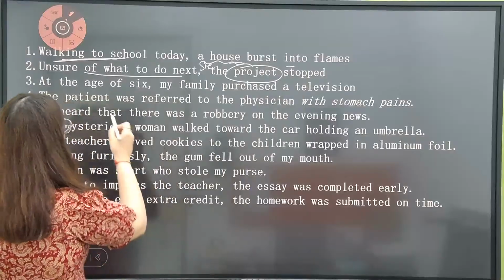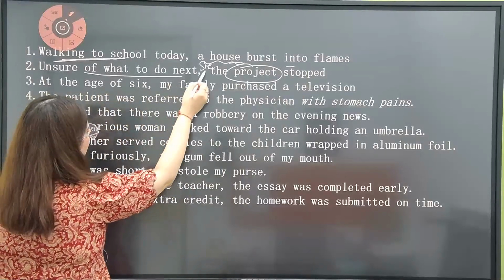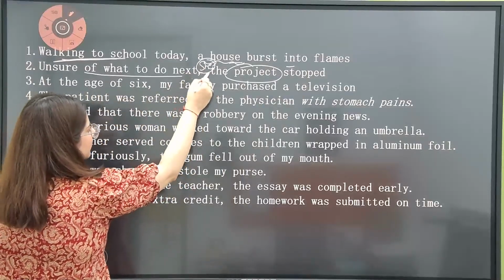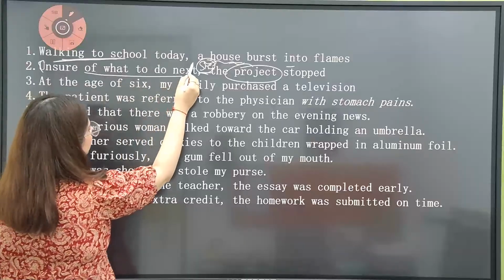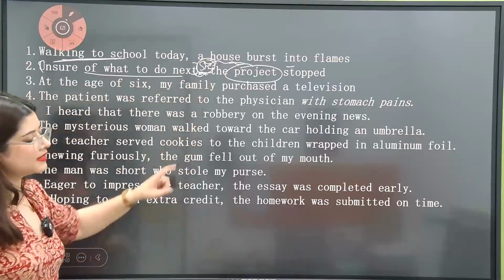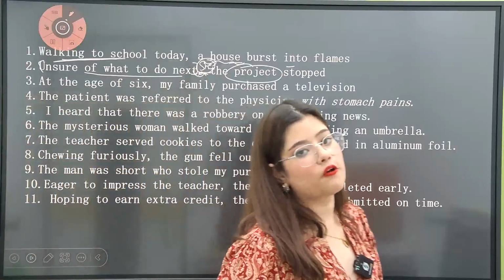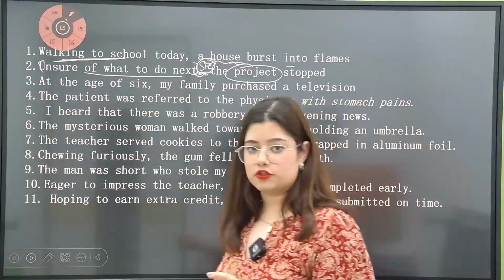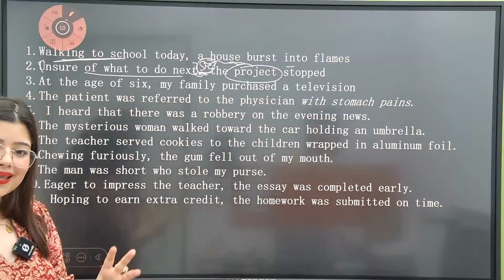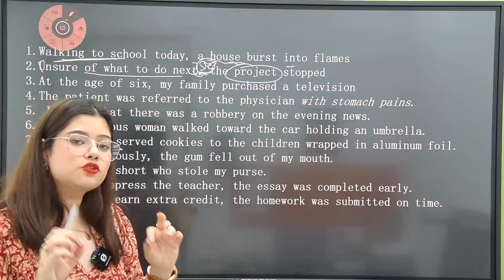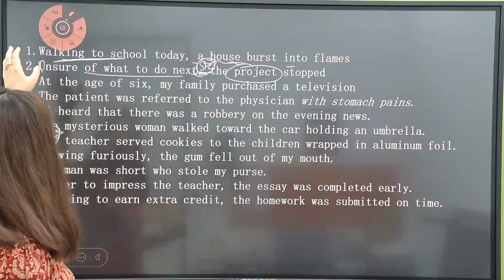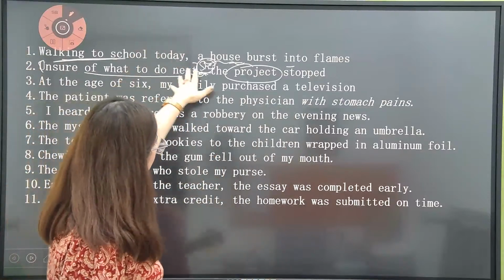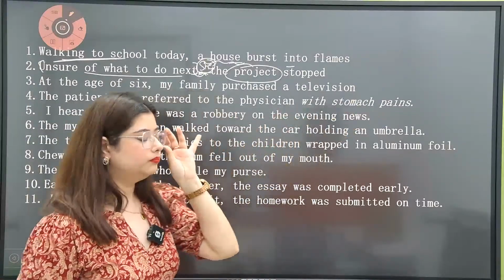Now I know, because after unsure of what to do, I have written she. This particular phrase modifies she. She was unsure of what to do. The project wasn't unsure, she was unsure. Right? So we have to place the modifier closest to the word it is modifying. Unsure of what to do, she stopped the project.